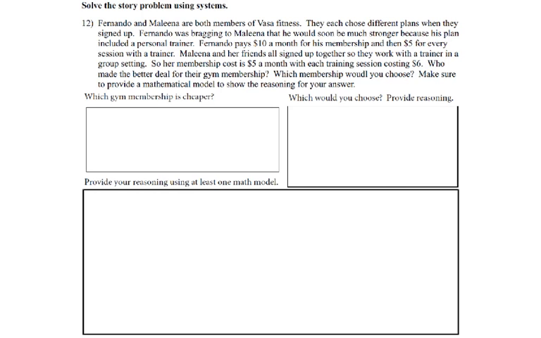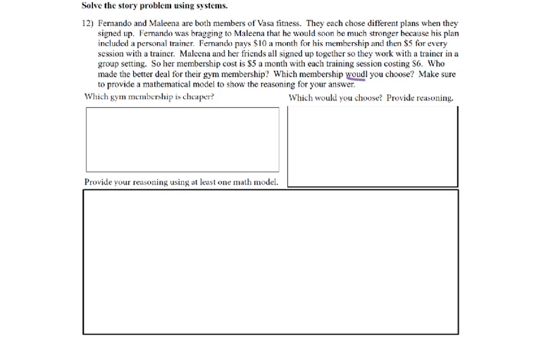Alright, so now we may not have enough time to take a look at these problems, but I'm going to give it a shot to see if I can at least get done with one of these. So, Fernando and Melina are both members of Vasa Fitness. They each choose different plans when they signed up. Fernando was bragging to Melina that he would soon be much stronger because his plan included a personal trainer. Fernando pays $10 a month for his membership and then $5 for every session with a trainer. Okay. Melina and her friends all signed up together, so they work with a trainer in a group setting. So her membership cost is $5 a month, with each training session costing $6. Who made the better deal for their gym membership? Which membership would you choose? Typo. Make sure to provide a mathematical model to show the reasoning for your answer.